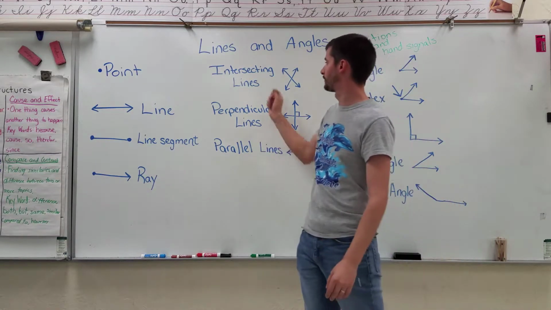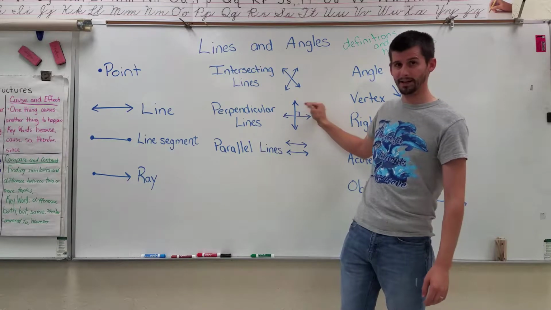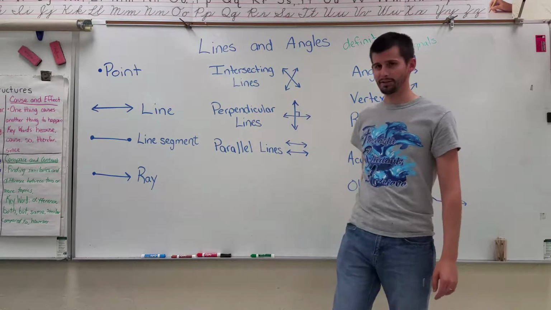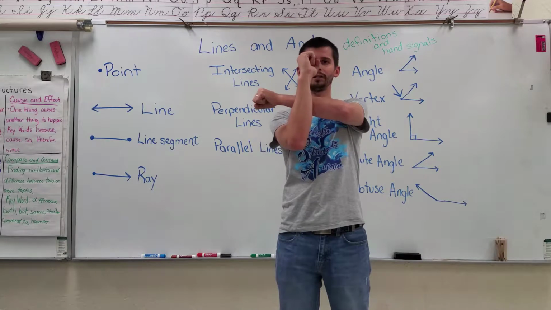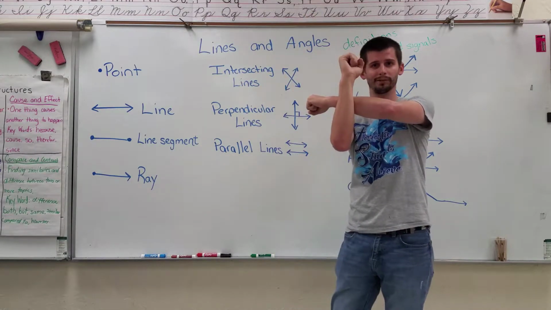The other one we have is perpendicular lines. Now these are special versions of intersecting lines because they create a right angle, a 90-degree angle, when they intersect. So we show that by making a T with our arms. That way we're creating perpendicular lines.